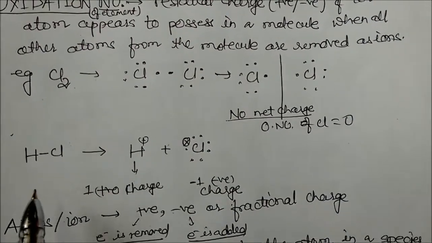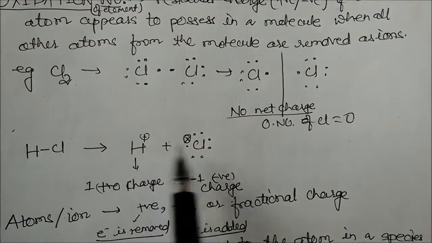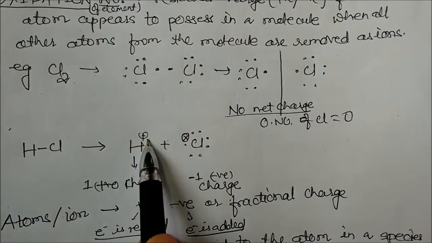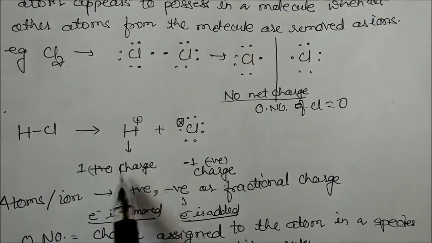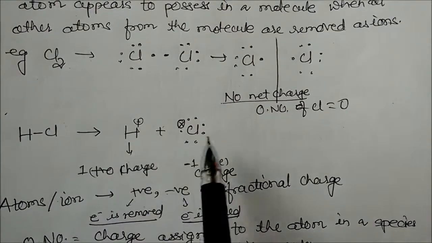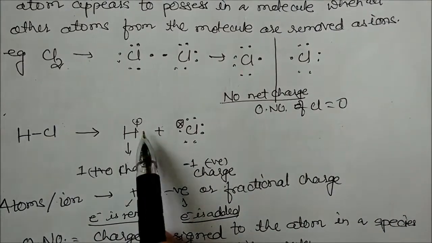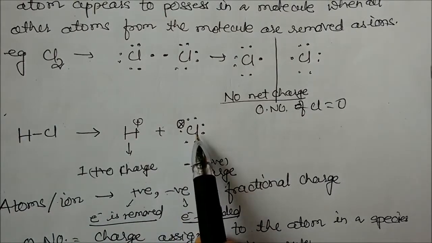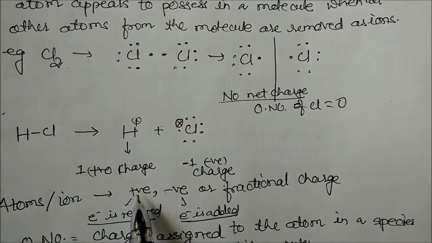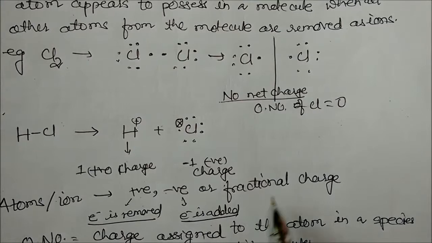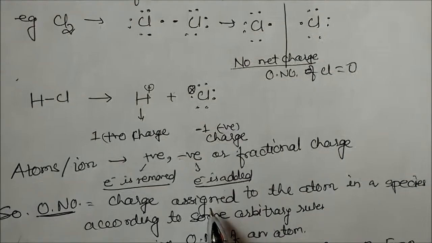Let us take another example, HCl. If you break this bond, there are 2 electrons, so 1 electron is transferred over here. Hydrogen loses 1 electron, so it will possess 1 positive charge. And Cl is taking 1 extra electron, so it will have 1 negative charge. So here the oxidation state of hydrogen becomes +1 and the oxidation state of Cl becomes -1. The oxidation number of any atom or ion can be positive, negative or fractional. Positive means an electron has been removed and negative means an electron has been added.